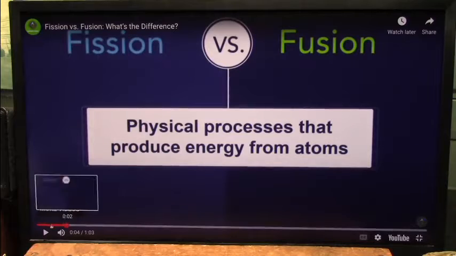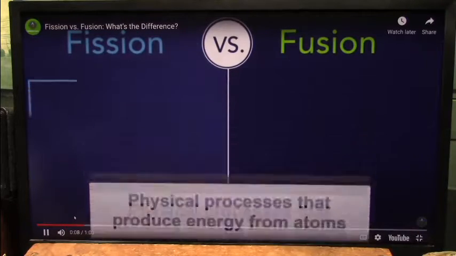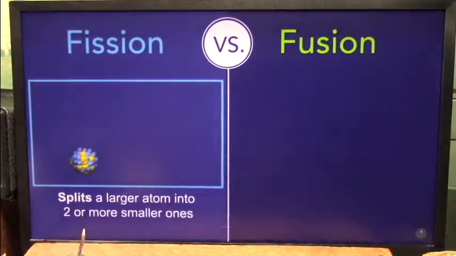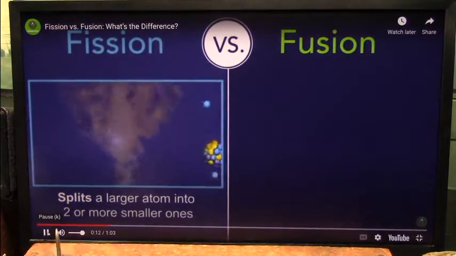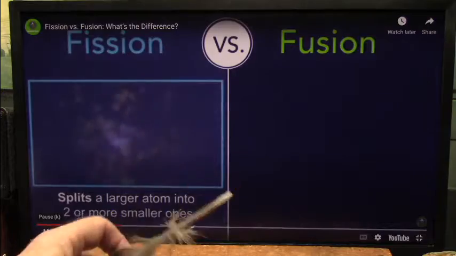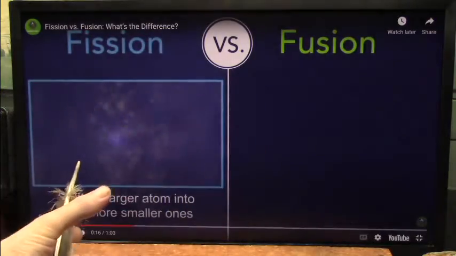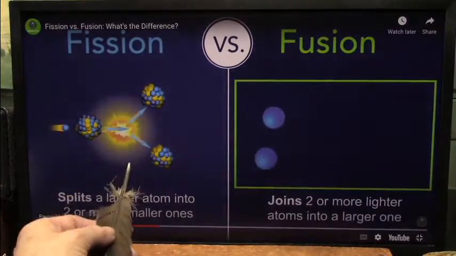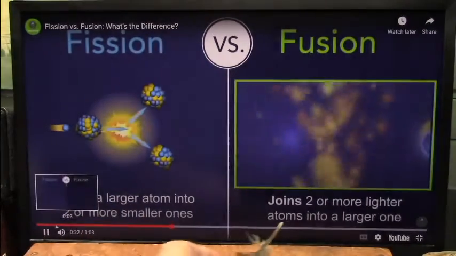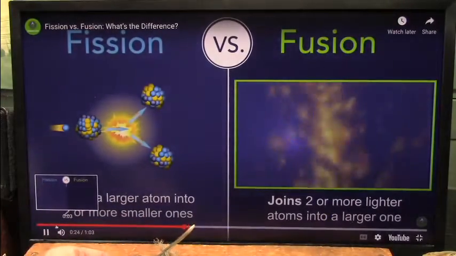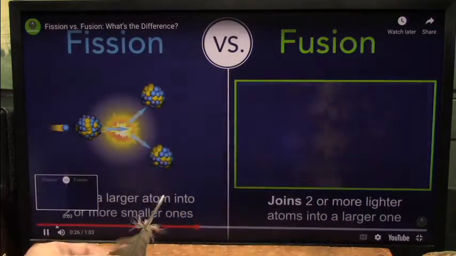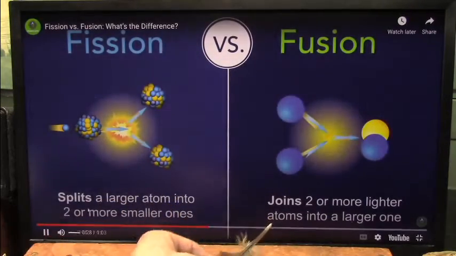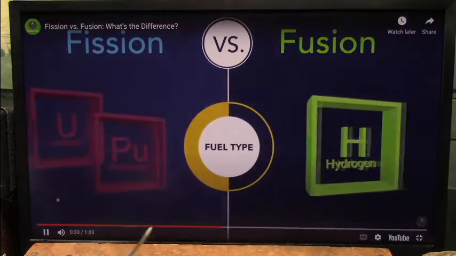This is one of the top people. These are the top people in the world talking about fission and fusion. And the only way you can create fission is to split a larger particle, you fizz it, you break it apart. Right? Now, so we broke them apart, and then they come back together. When they join back together, they give off a ton of energy, is what they say. So it joins two or more lighter atoms together.